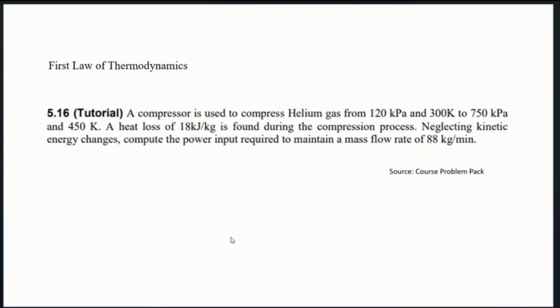In order to have a better understanding of the first law of thermodynamics, here is an example problem taken from the course problem pack, and this is question number 5.16. And it says, a compressor is used to compress helium gas from 120 kilopascal and 300 Kelvin to 750 kilopascal and 450 Kelvin. A heat loss of 18 kilojoules per kilogram is found during the compression process. Neglecting kinetic energy changes, compute the power input required to maintain a mass flow rate of 88 kilograms per minute.